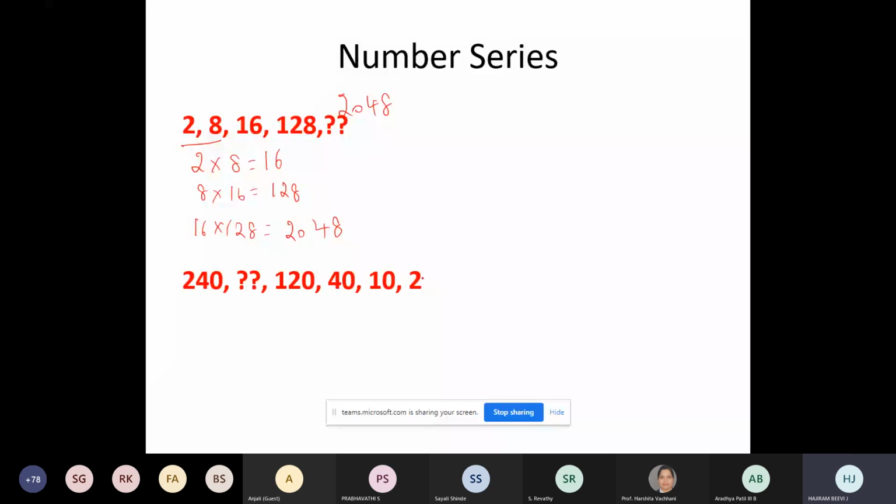So 2 into 5, it is 10. Okay, 10 into 4 means it is 40. 40 into 3 means it is 120. 120 into 2 means it is 240. So which means here 240. So 240 into 1, so that is 240. So our prediction is correct.